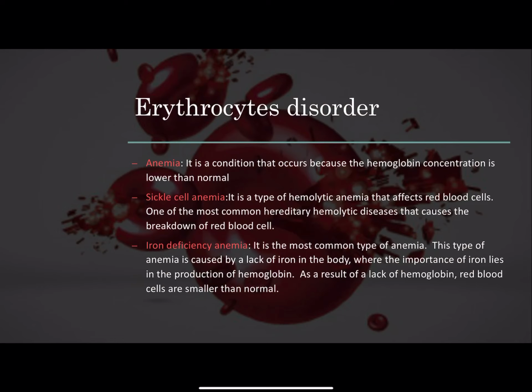Finally, iron deficiency anemia. It is one of the most common types of anemia. This type of anemia is caused by the lack of iron in the body, where the importance of iron lies in the production of hemoglobin. So if there is no iron, there will be no hemoglobin, and this will lead to several problems. As a result of lack of hemoglobin, the red blood cells are smaller than normal.